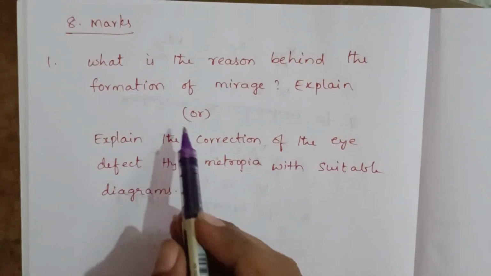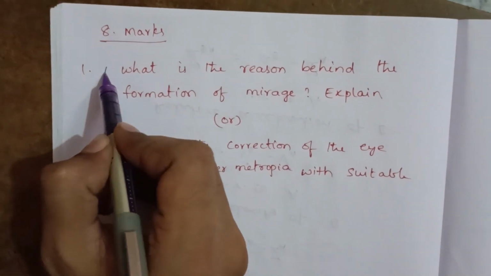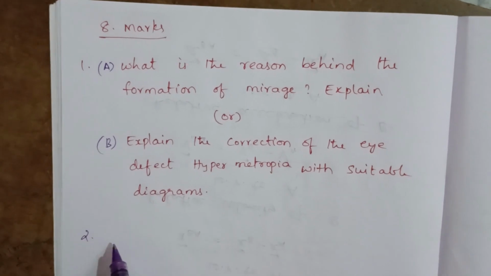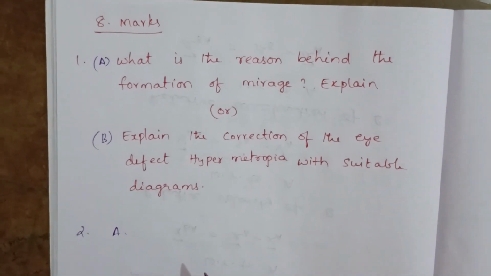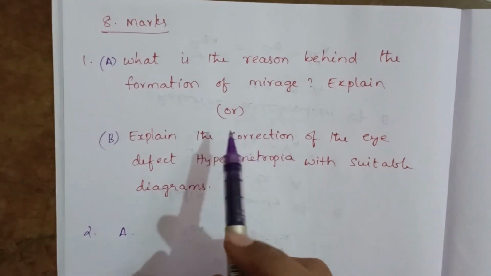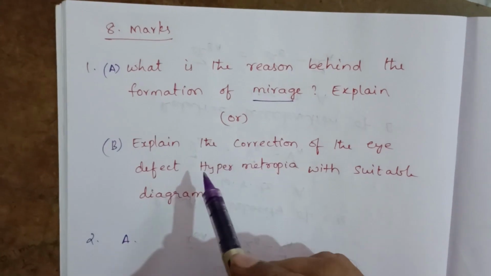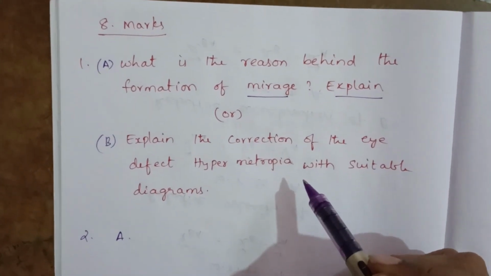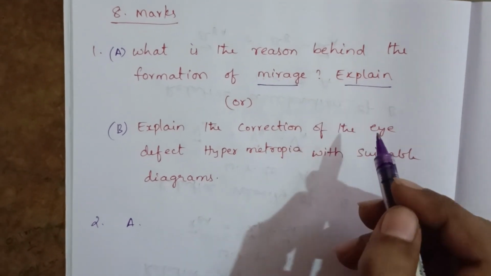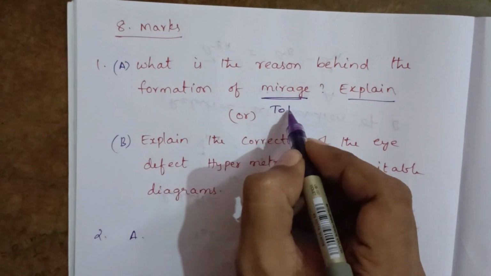Okay. Now next, the 8 mark questions. One complete question is physics, and in the next question also one bit is physics. Now from A and B physics, you should write only one. Here what they have given is: what is the reason behind the formation of mirage? Explain. The reason behind the mirage is total internal reflection.